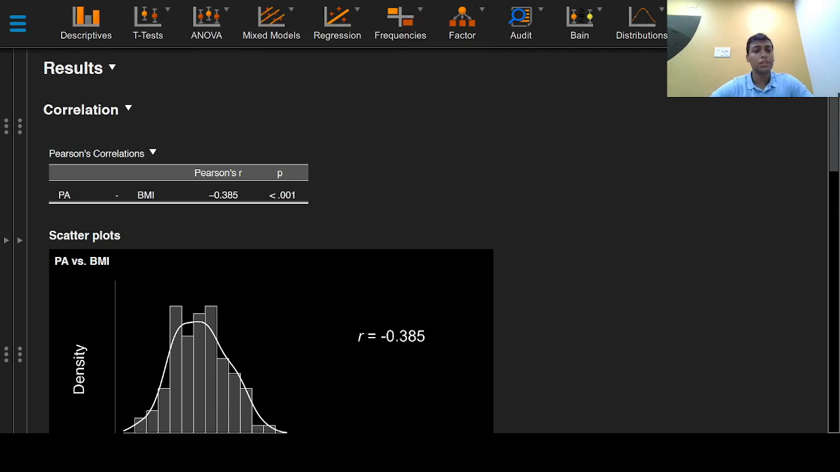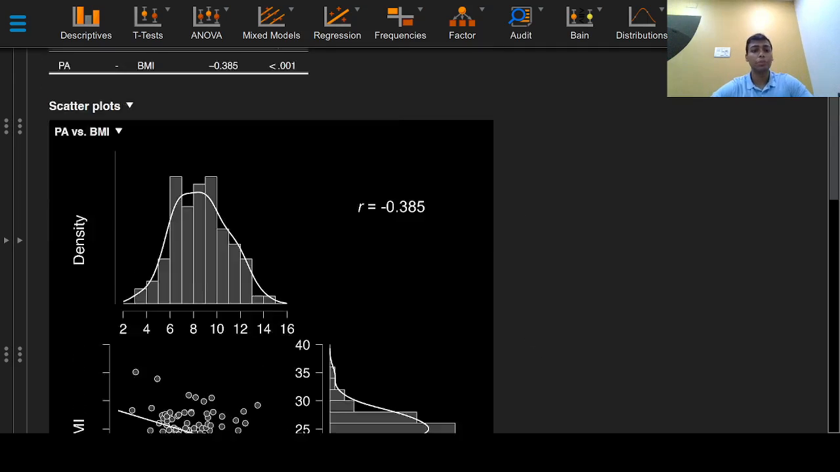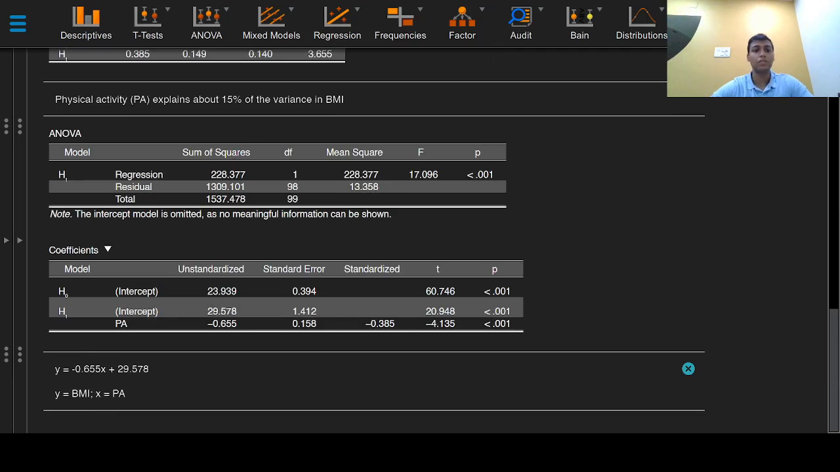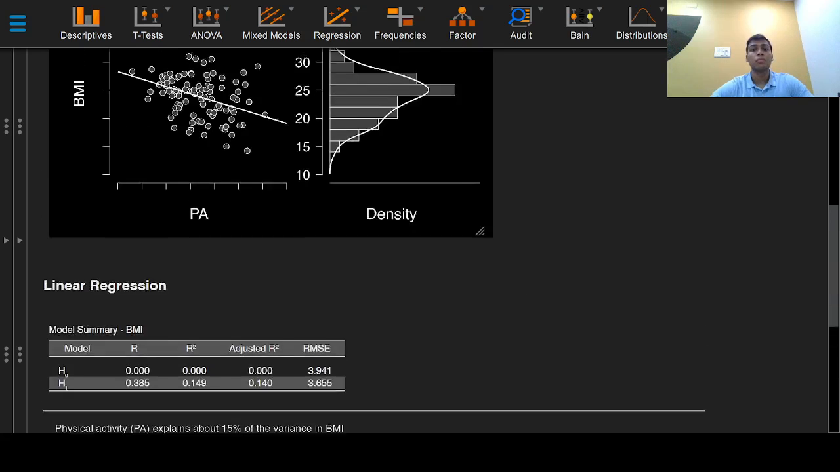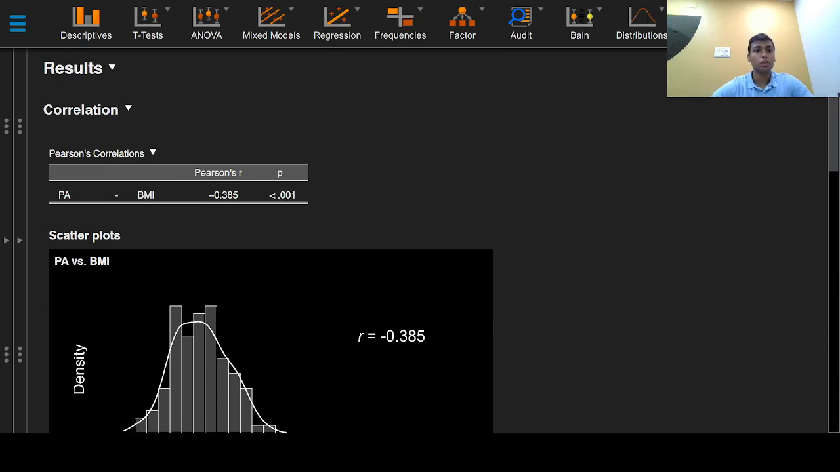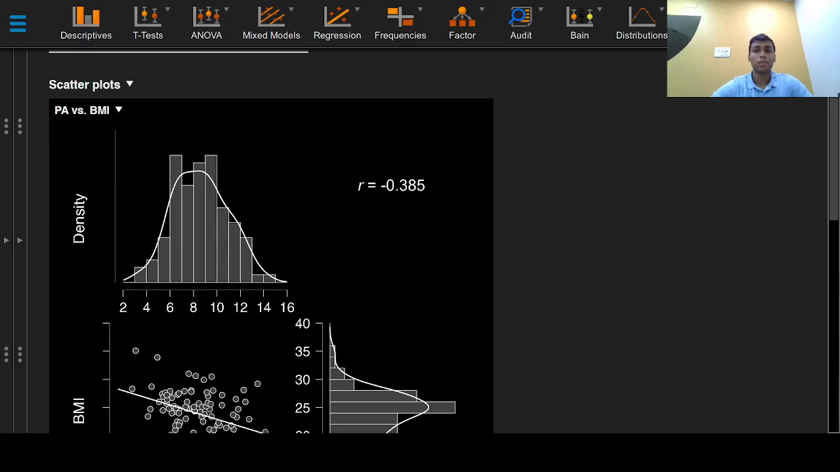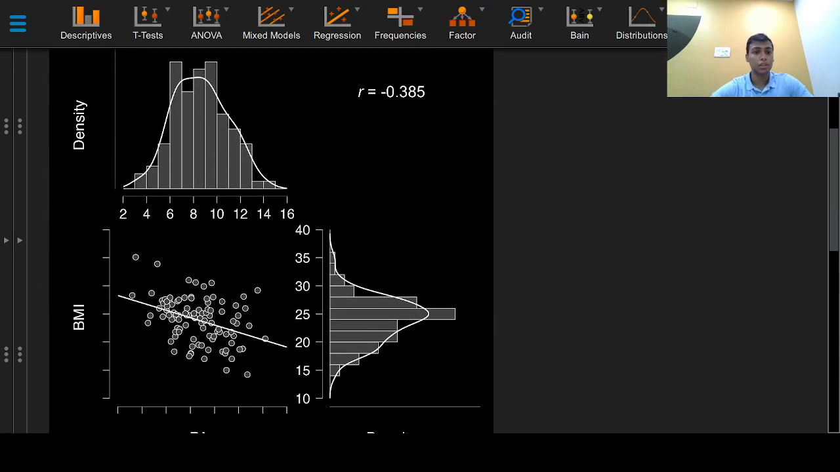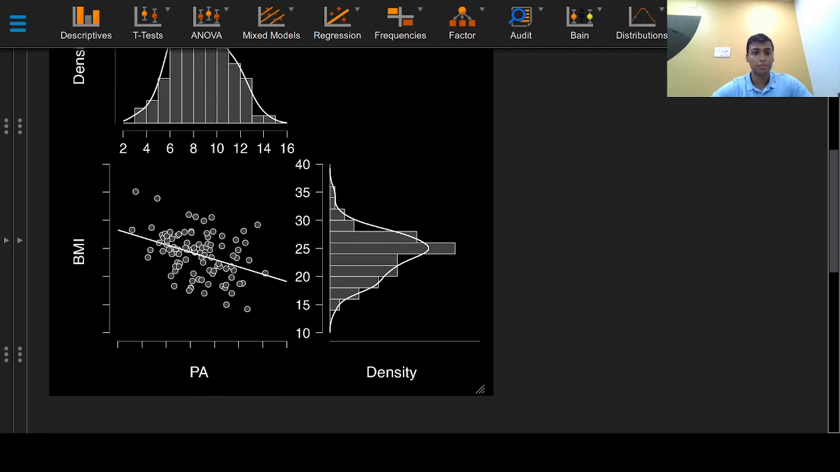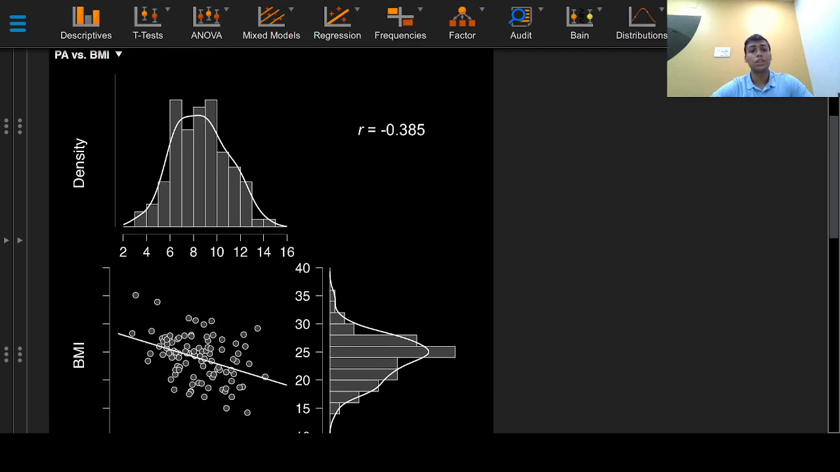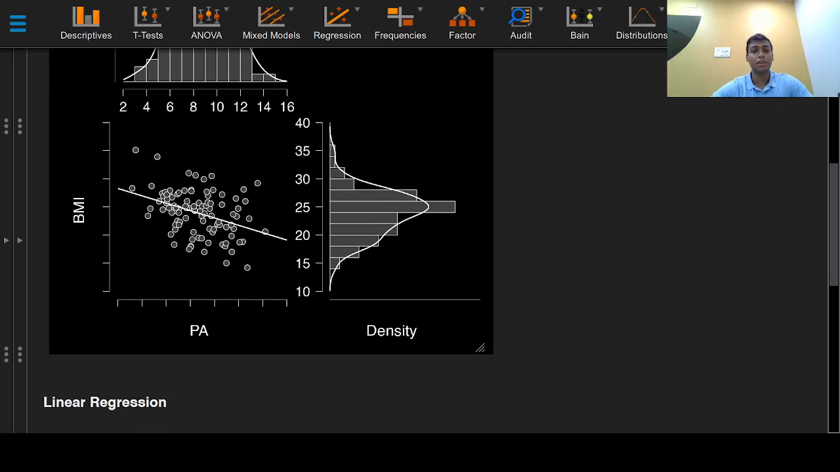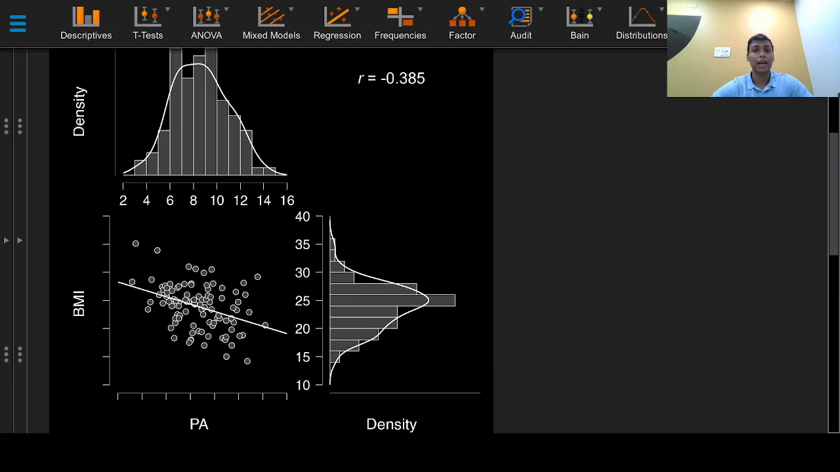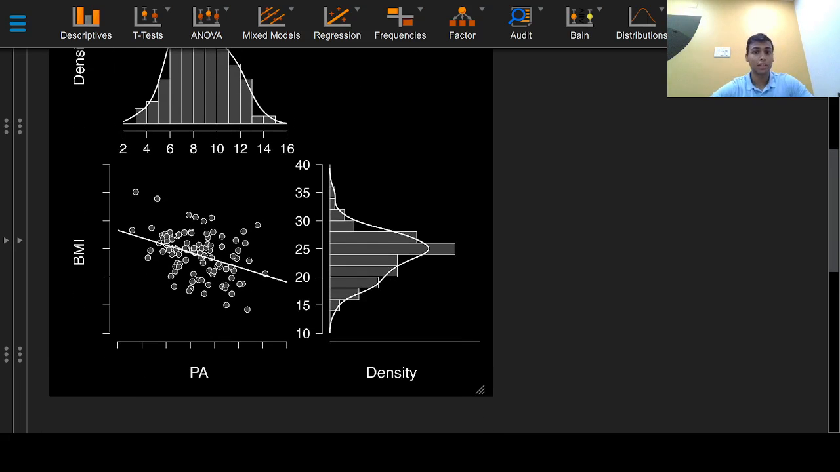Now in correlation, there are no dependent or independent variables, whereas in regression, we have a definite dependent variable, which is the BMI in this case, and an independent variable, which is the physical activity. And in correlation, the correlation coefficient indicates the extent to which these two variables move together. So a negative correlation coefficient obviously means that these are inversely related, and the magnitude states the extent to which both of these move together.